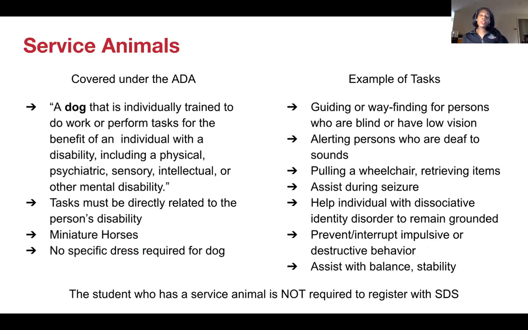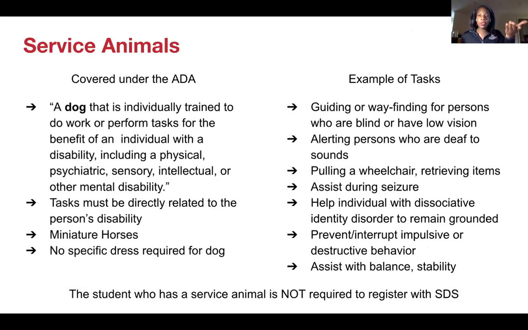I do want to let you know there are some considerations for animals on campus. The main thing to know is that there are three classes of animals: service animals, emotional support animals, and pets, okay? And they are not all the same. Service animals are covered under the Americans with Disabilities Act. Legally, service animals can only be dogs or miniature horses. And service animals actually perform a task.